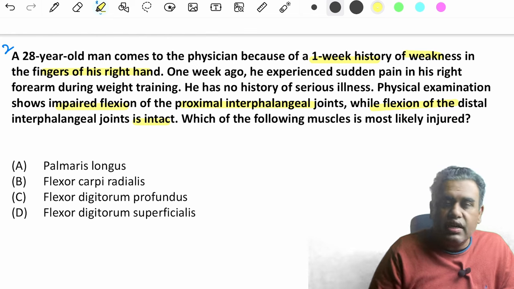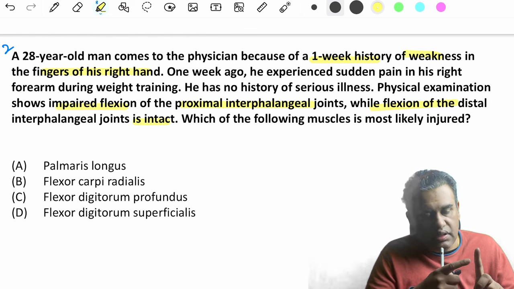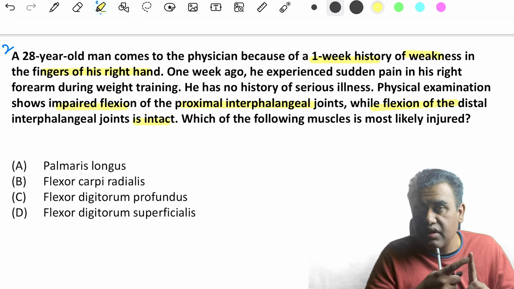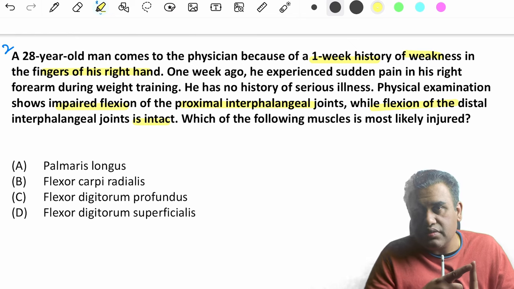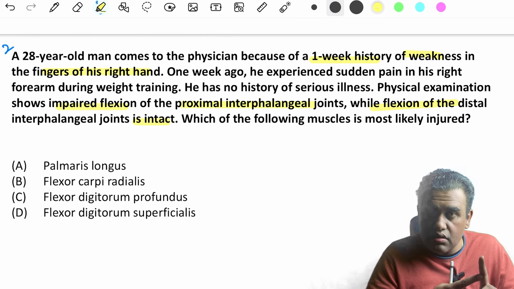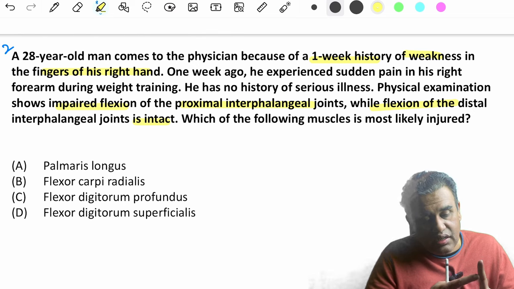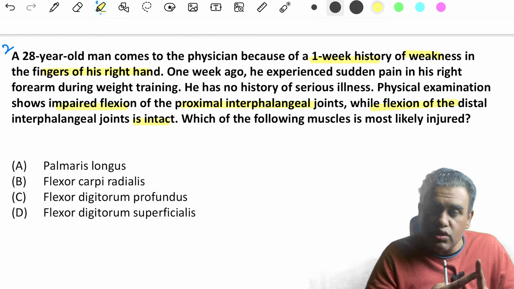Which of the following muscles is most likely injured? Now look, use common sense. This joint can be flexed. It means that the muscle which is going up to the distal phalanx is okay. Which tendon goes to the distal phalanx? That you should know. That is our flexor digitorum profundus. But the flexion of the PIP is weakened or impaired. Which muscle tendon ends at the middle phalanx? That is the FDS, flexor digitorum superficialis. So FDS is going till the middle phalanx and FDP is going to the distal phalanx.